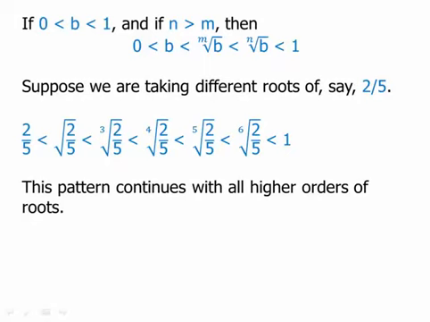And this pattern continues with all higher order roots. So even if we had to compare two very high roots, we'd know, for example, that the 50th root of 2/5 has to be greater than 2/5, but it has to be less than the 75th root of 2/5, and the 75th root of 2/5 still has to be less than 1. So we should be able to figure out where these four terms fall in an inequality, even though we can't figure out the exact decimal values of those roots.